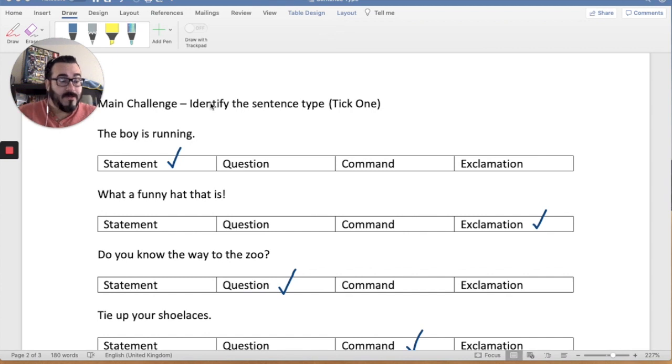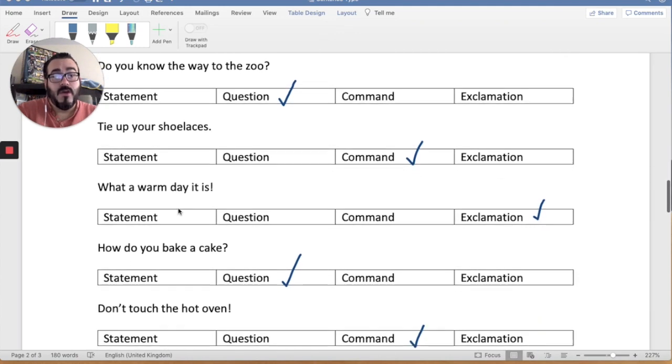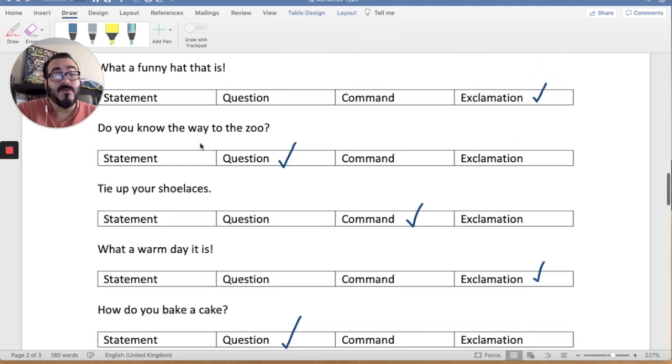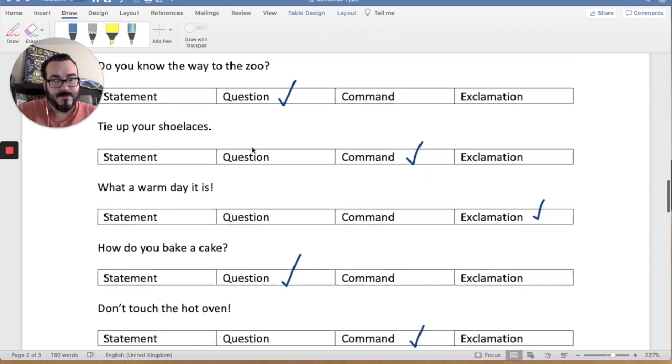Okay, now it's time for us to check our work. The boy is running. Well, we already checked that one. We know that one is a statement. And what a funny hat that is. We know that's an exclamation already. Do you know the way to the zoo? Well, it's a question, isn't it? It has a question mark and it's asking us a question.